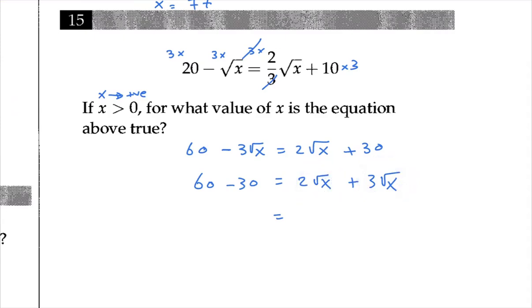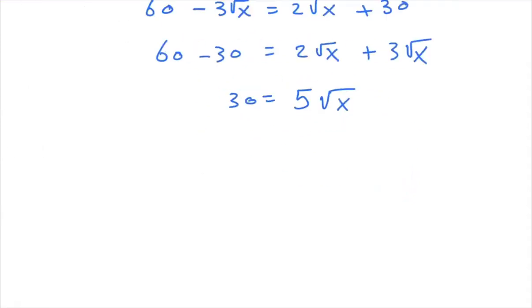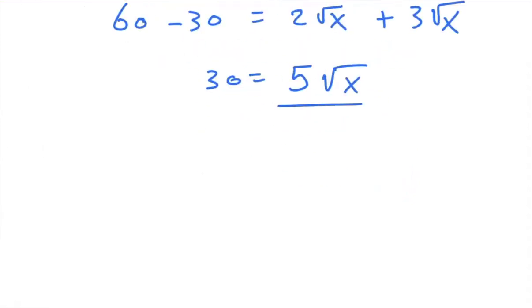This is very easy, guys. These are like terms. If you have 2 apples plus 3 apples, the answer is 5. But here there are no apples, it's only square root x. And 60 minus 30 is 30. Now, can we cancel 5? Yes, very easy, by dividing both sides by 5. This cancels this. You will get the square root of x equals how much? 30 over 5 is 6.